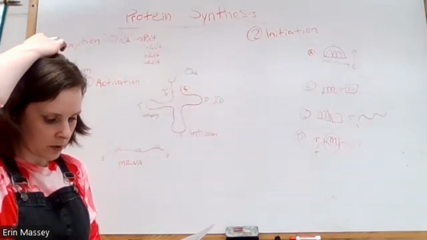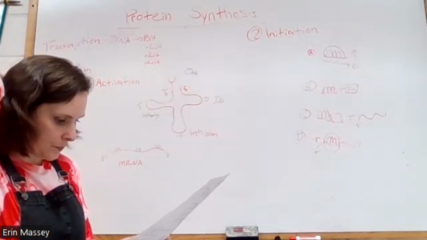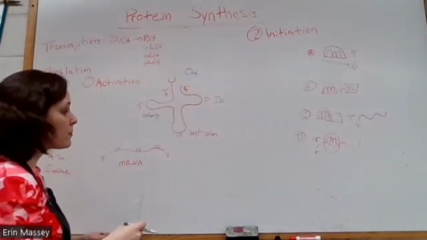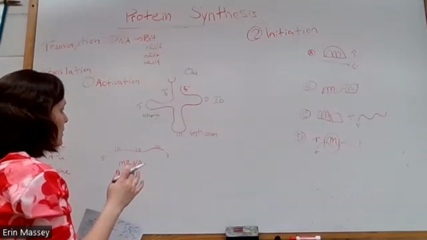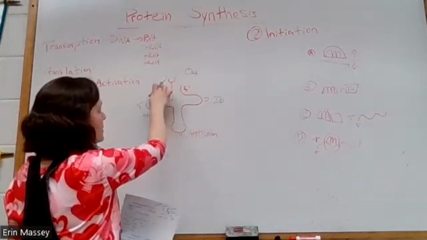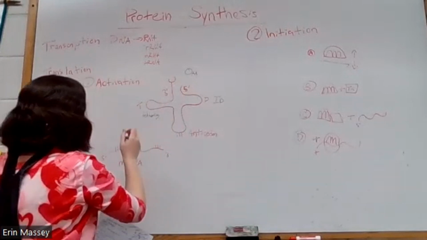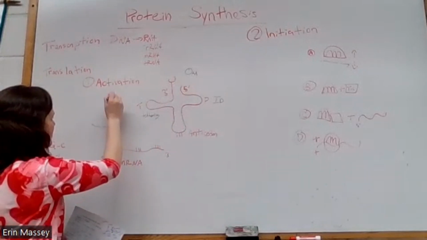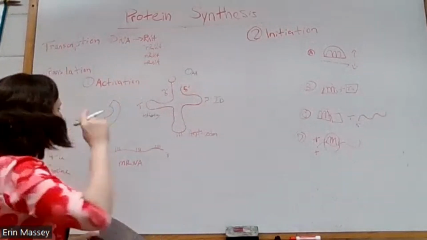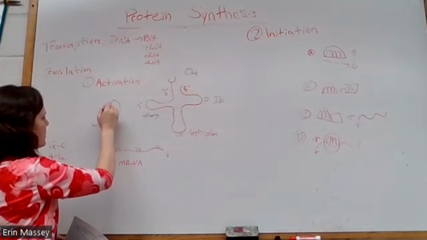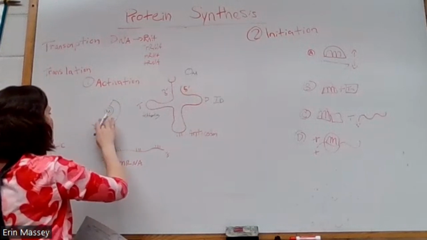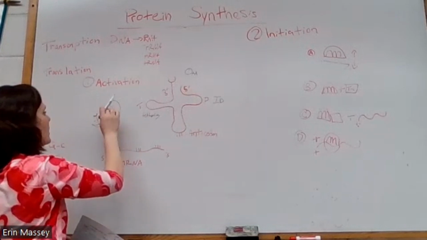So how does activation happen? An enzyme is responsible for it, and we need to know the name of that enzyme. So a specific enzyme is going to bring this and this together. That enzyme kind of looks like a lobster claw. And in one section of the enzyme is going to be your amino acid, and the other section is going to be your tRNA with this little cup waiting for the amino acid.